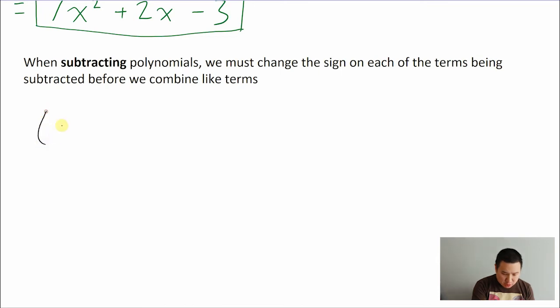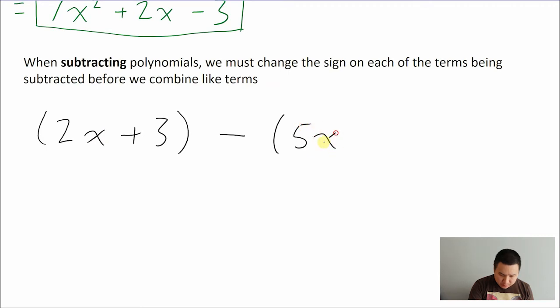Let's take 2x plus 3, that's one polynomial. Let's subtract 5x minus 4. So 5x minus 4. Okay? I want to take this first polynomial, this 2x plus 3, and from it, I want to take away this second polynomial, this 5x minus 4.